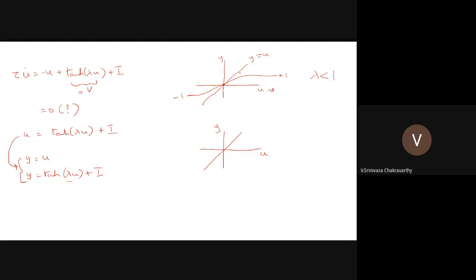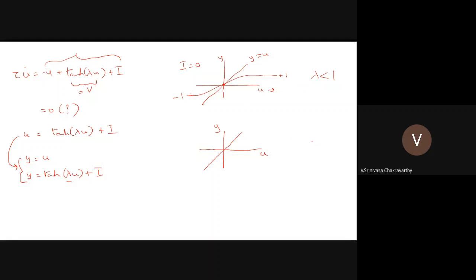So the origin is the only fixed point, and you can easily analyze and show that it is stable: look at the second derivative of this whole expression and it will be negative. You can see that at the origin this is stable. In this curve, I'm assuming that I equals 0. So only the origin is stable for lambda less than 1, and nothing very interesting happens.